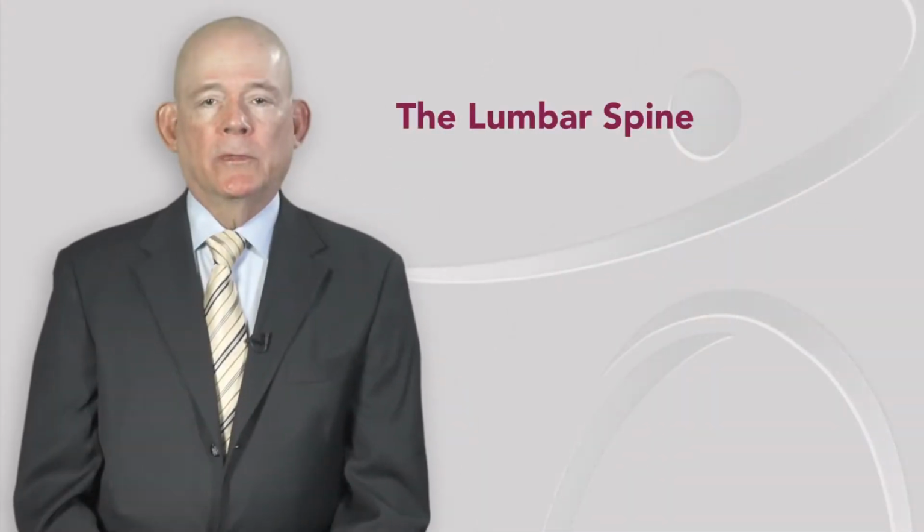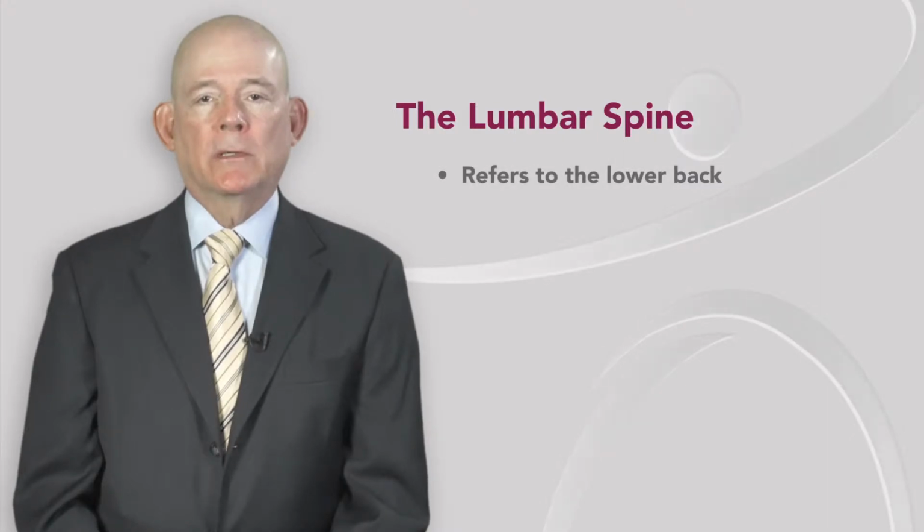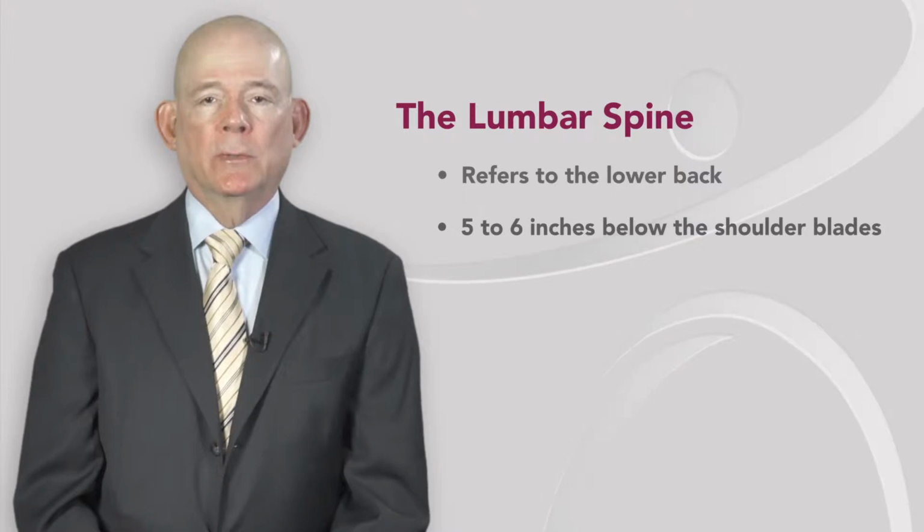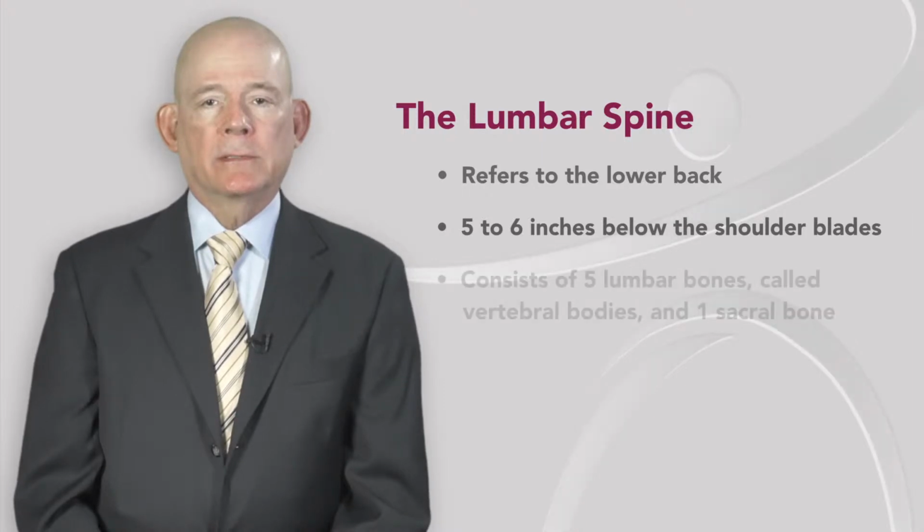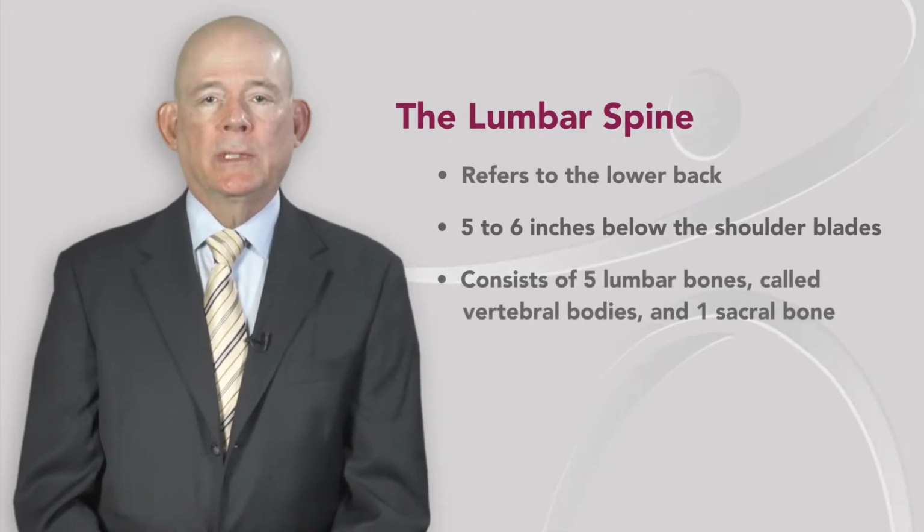The lumbar spine refers to the lower back, where the spine curves inward toward the abdomen. It starts about 5 or 6 inches below the shoulder blades, connecting with the thoracic spine at the top and extending downward. The lumbar spine consists of 5 lumbar bones called vertebral bodies and 1 sacral bone.